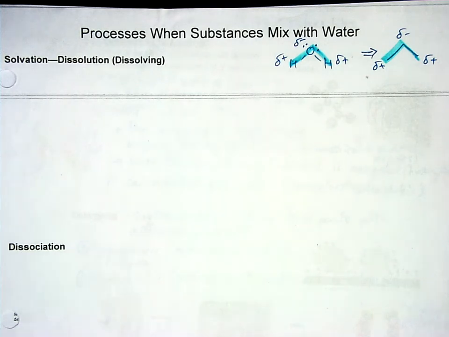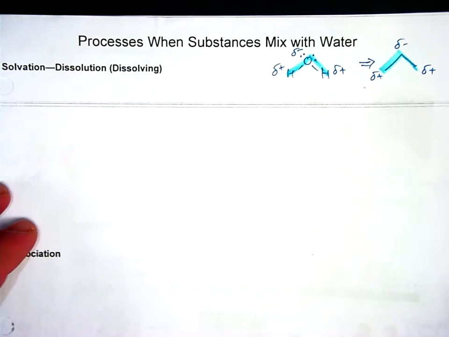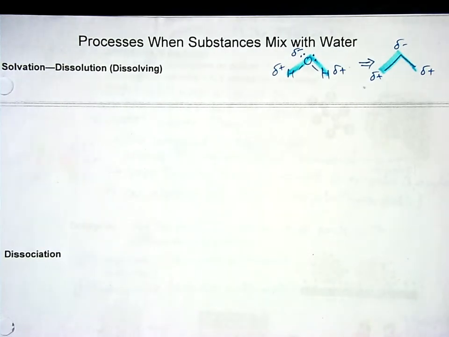Okay, in this video lesson we're just going to talk about the three main processes in which water will interact with substances to cause them to dissolve. Okay, so the first process that we're going to look at is the actual process of dissolving.